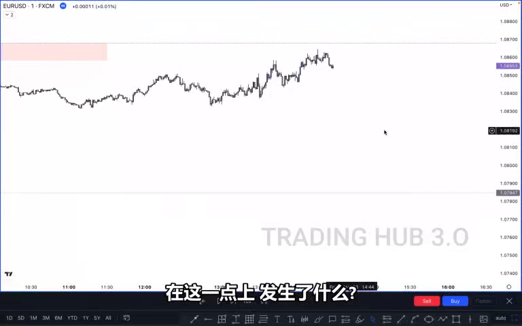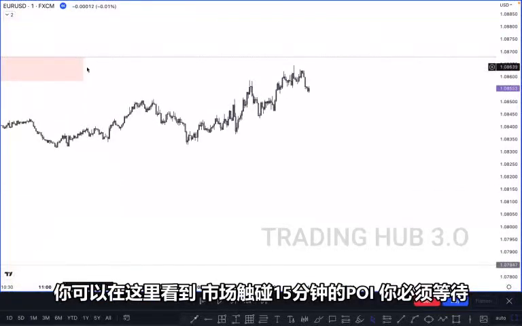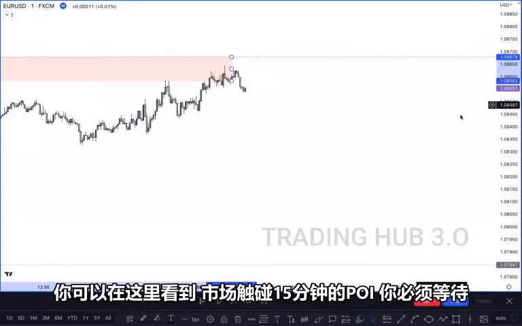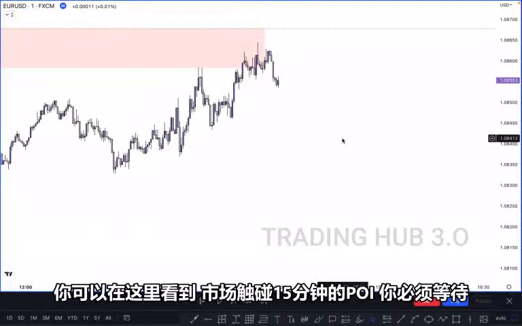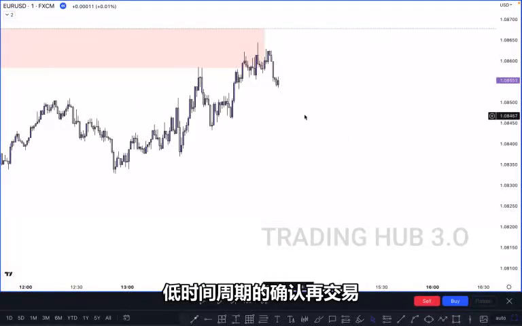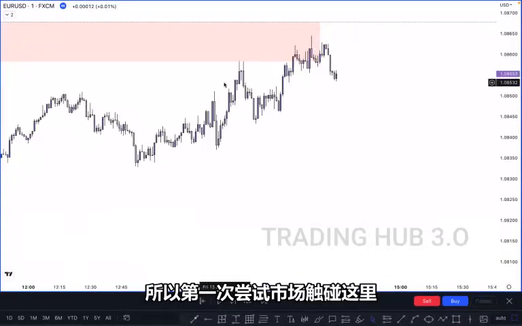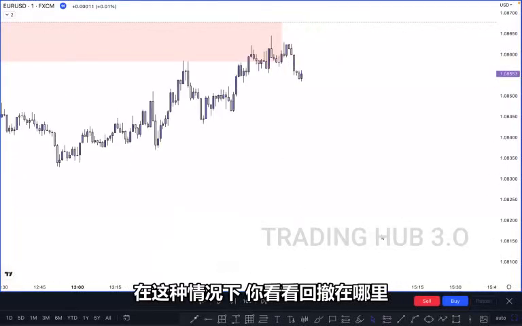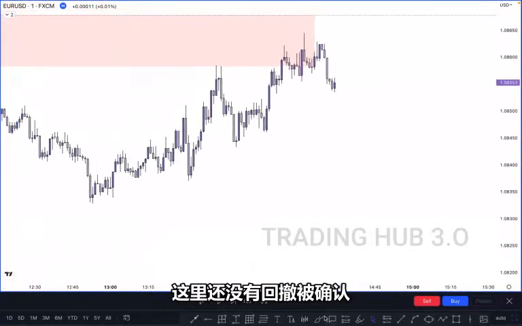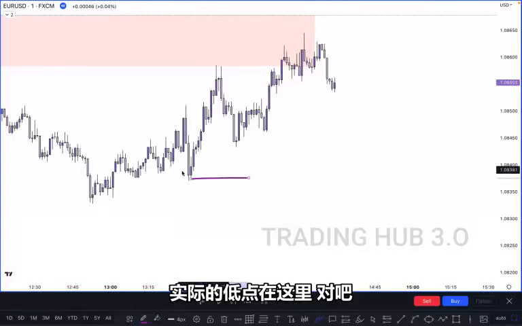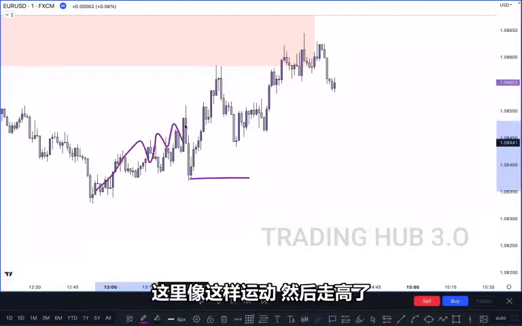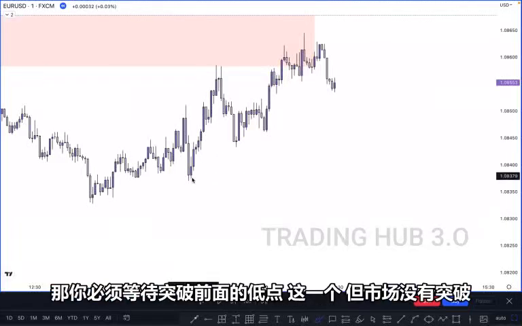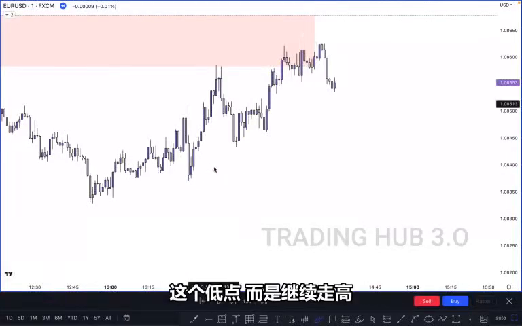So at this point you can see the market tapped this 15-minute POI, and you have to wait for the lower time frame confirmation before buying or selling. On the first attempt the market tapped here, and in this case you can see where our pullback is. There is no pullback confirmed yet, and the actual low was here. This one moves something like this and then again goes to a higher high. So you have to wait for it to break the previous low, which is here, but the market did not break this low and continued going higher.